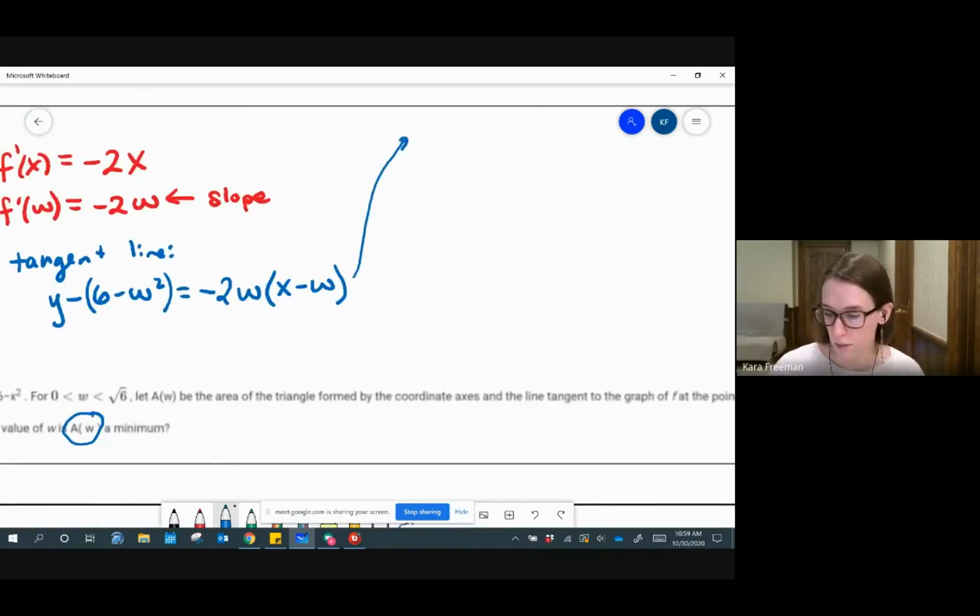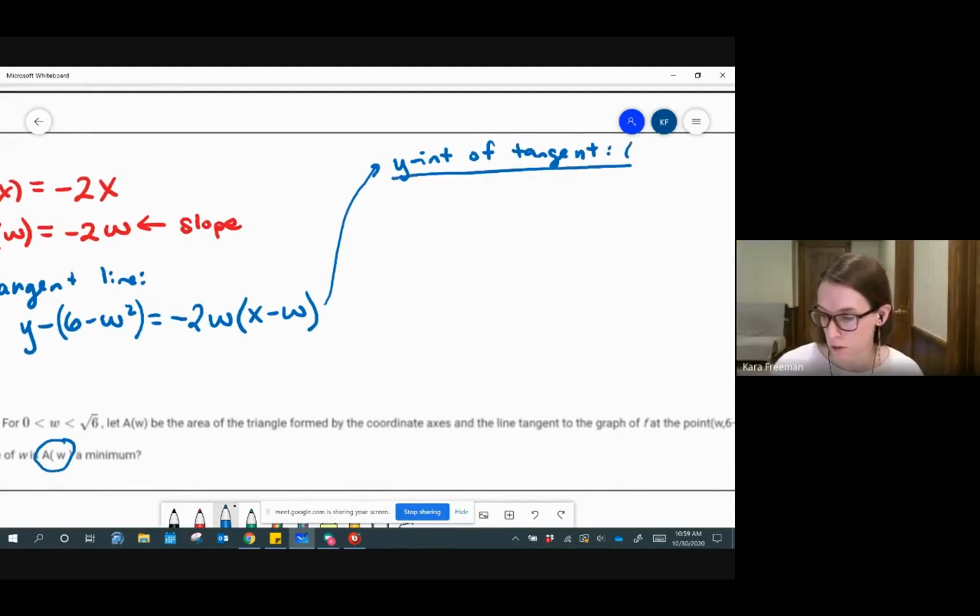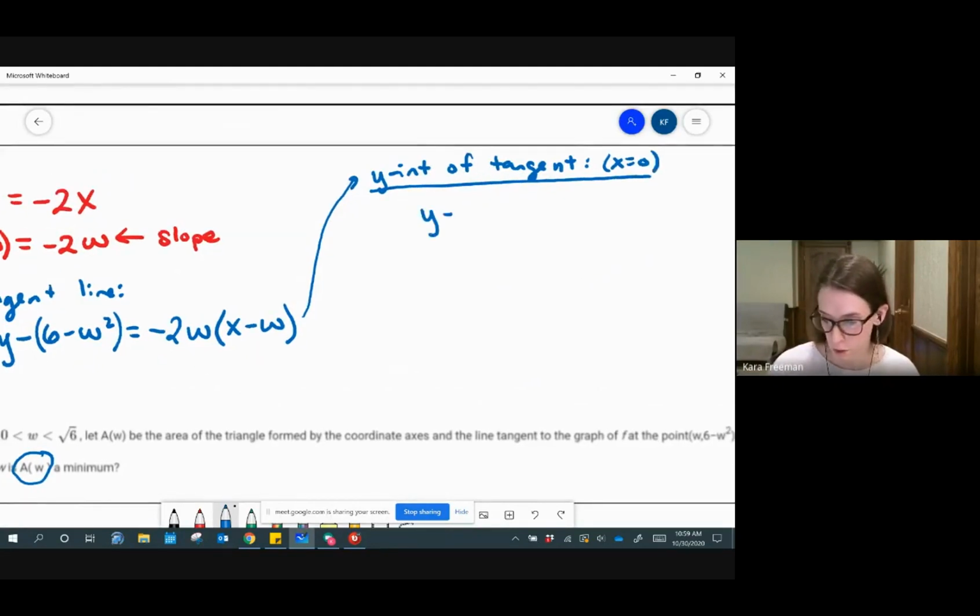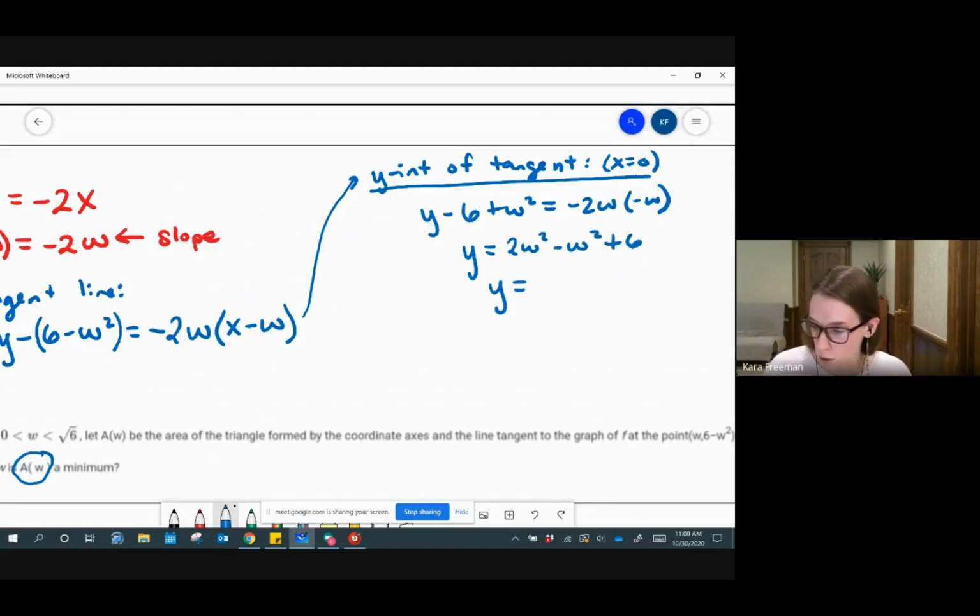So how do I find, let's say, the y-intercept of the tangent line? What do I do? Set x equal to 0. So if x is equal to 0, we get y minus 6 plus w squared equals negative 2w times negative w. Y'all good with that? So we get y equals 2w squared, then minus w squared plus 6, or y equals w squared plus 6. I'm going to pause right there. Everybody good with that being the y-intercept? W squared plus 6.